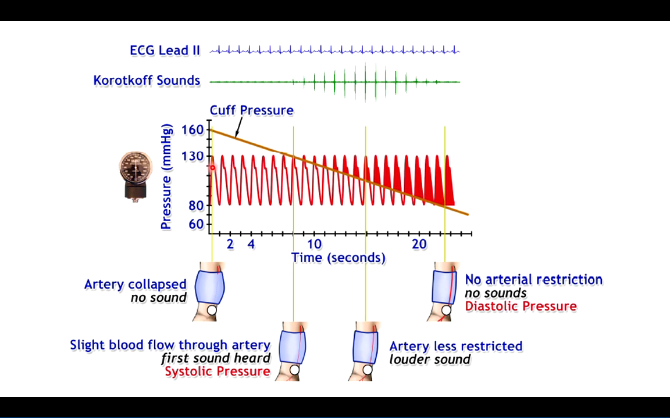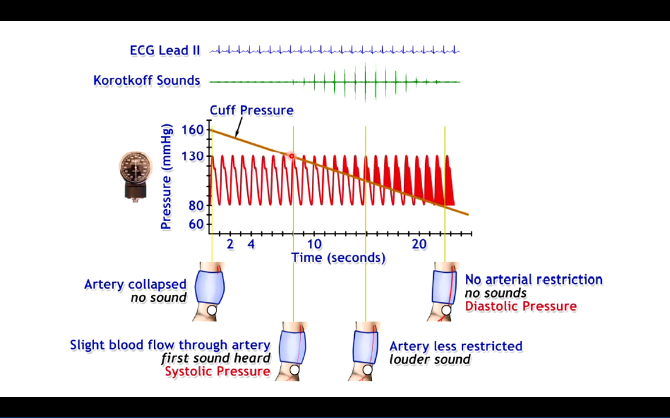That's okay. We definitely want to go at least 20 millimeters of mercury above where we heard that final sound, because we are ensuring that the artery is completely collapsed. Now at this point, there's no sound and we're ready to begin our trial. So we're going to start to release the cuff pressure at 2 to 3 millimeters of mercury per second.